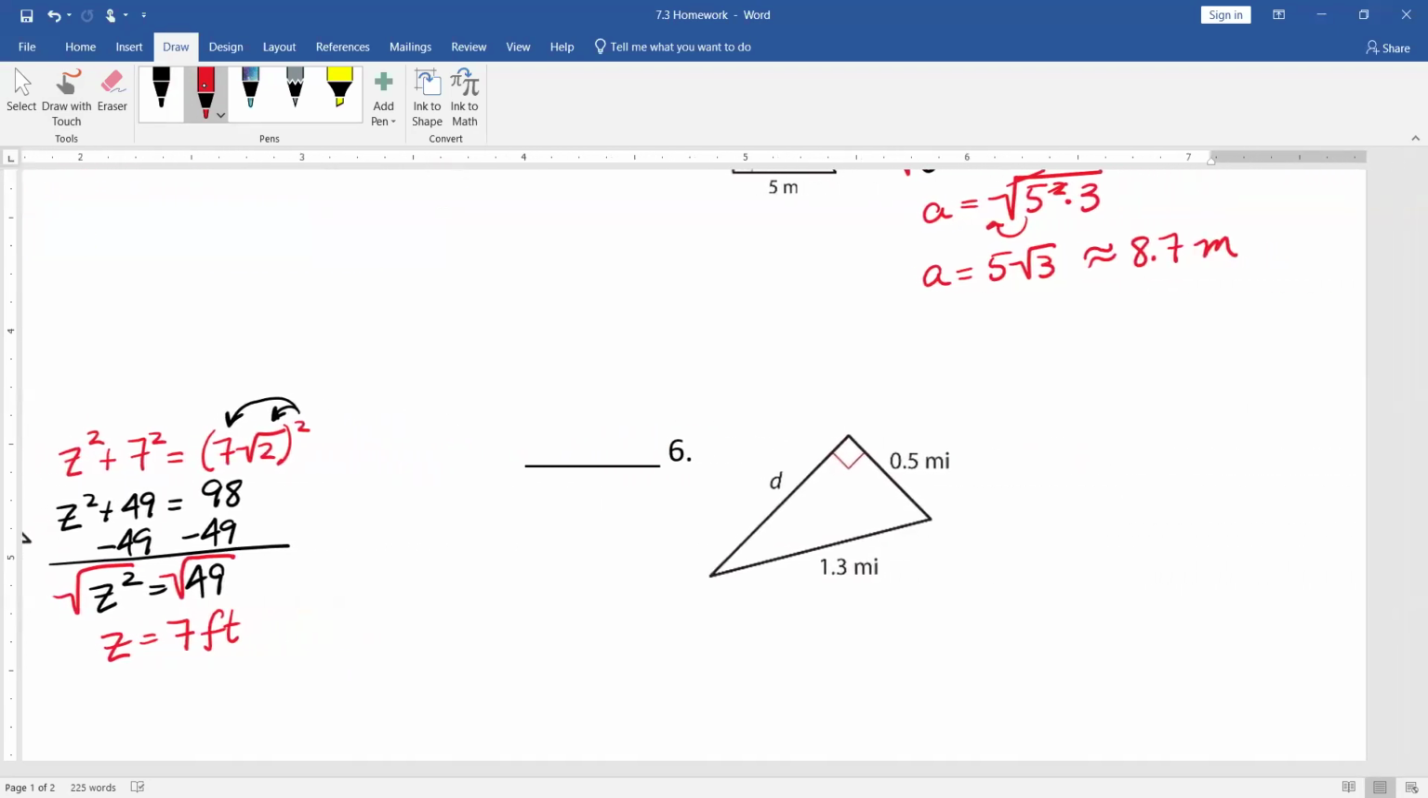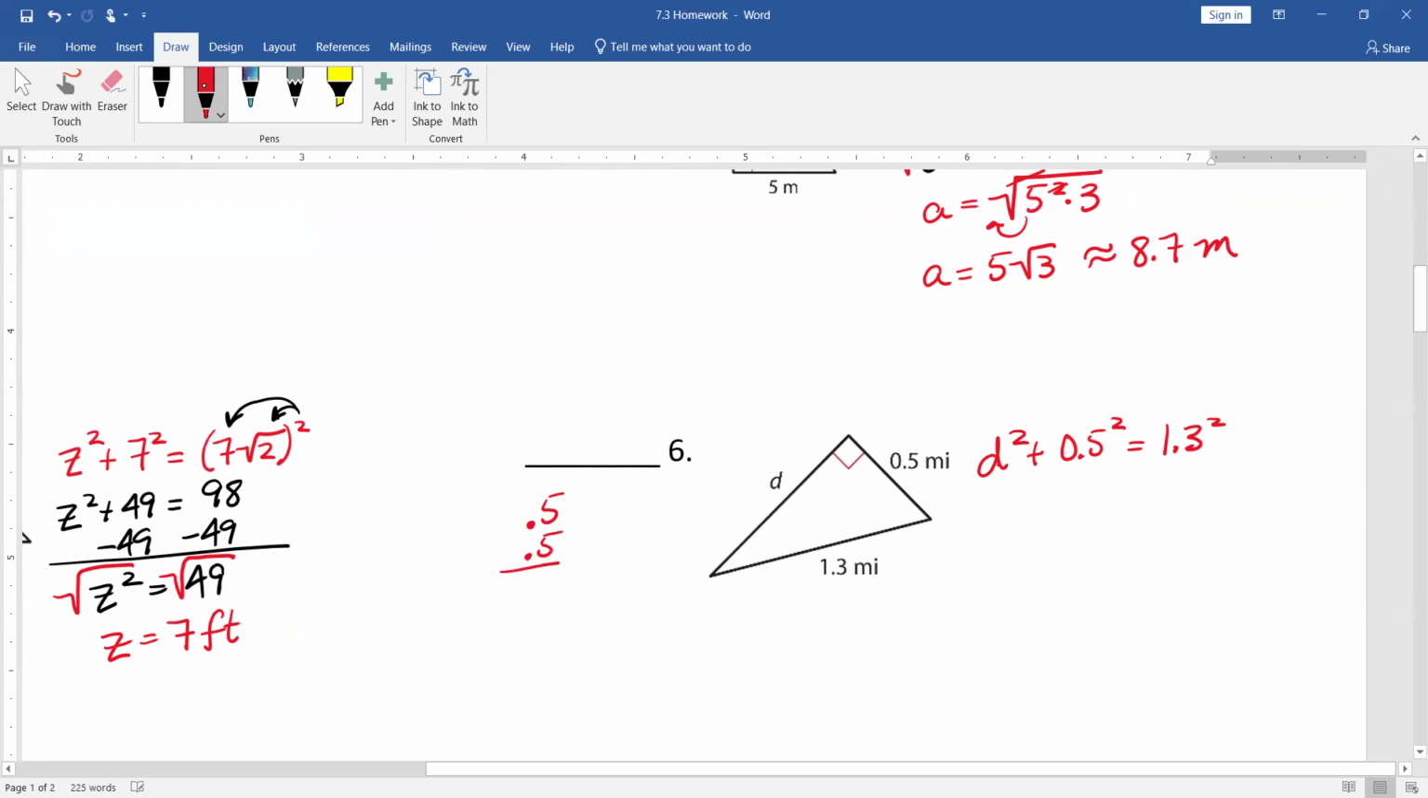Let's practice square roots with decimals. All right, so again, in this case, D is a leg. So I'm going to go ahead and put it first, plus 0.5 squared equals 1.3 squared. All right, and you have to be really careful. You remember that 0.5 squared is 0.5 times 0.5. So you have 2 digits after the decimal. So this actually gives you 0.25. Same thing with 1.3.